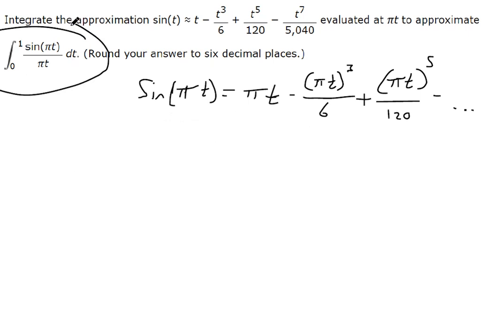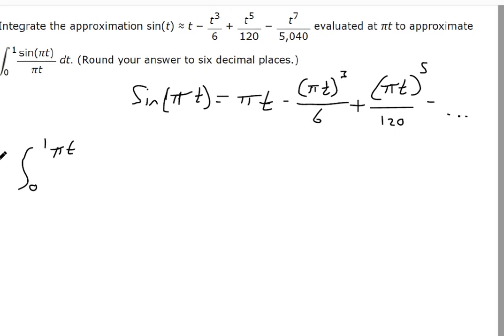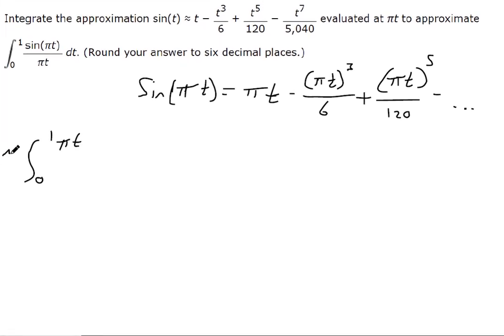So we can rewrite this integral as the integral from 0 to 1. We should say that this is approximately equal. In the numerator, I'm going to put pi t minus pi t all to the third power over 6 plus pi t to the fifth power all over 120. Okay, so that's what the numerator is.